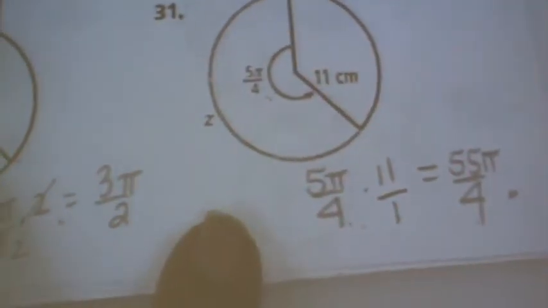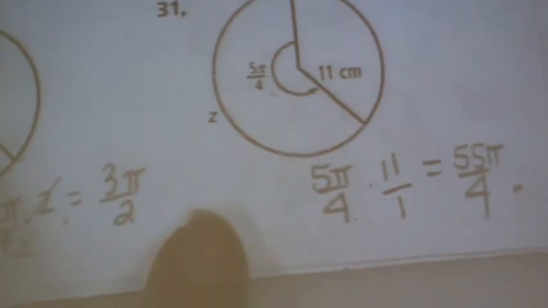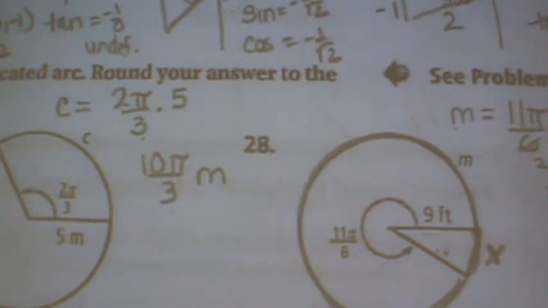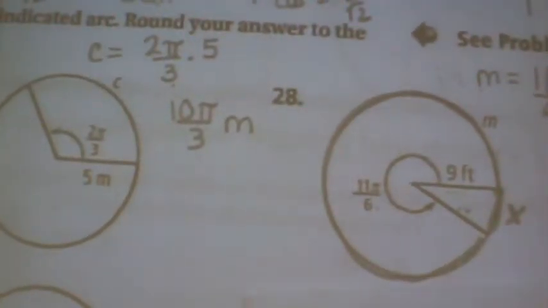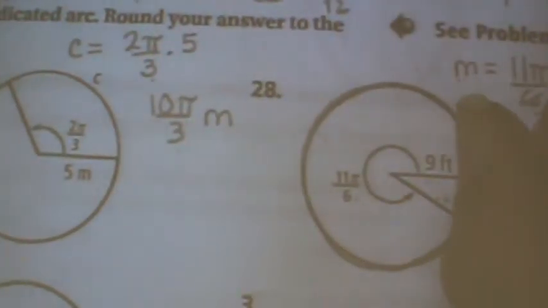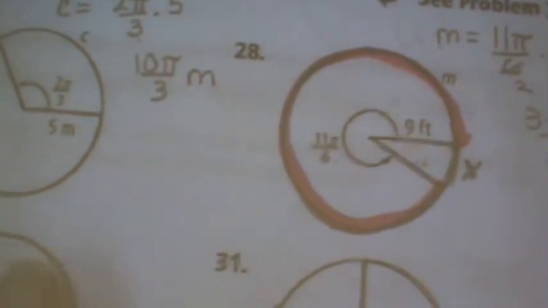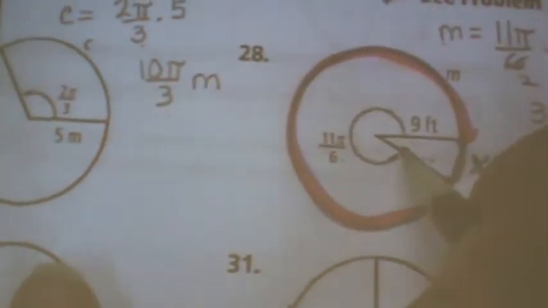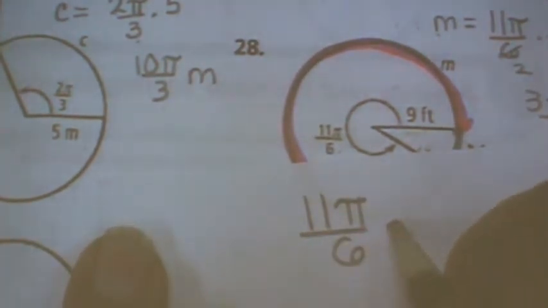Okay. Do you guys get this? Yes. Can you do 28 again? 28, yes. Okay, 28, sorry to confuse you. I'm going to use my highlighter. They want this measure M right here. So all you do is take that central angle, which is 11 pi over 6, and multiply it by the radius.